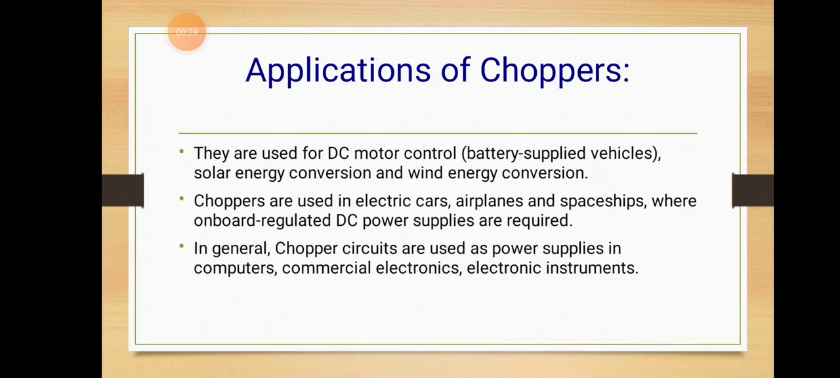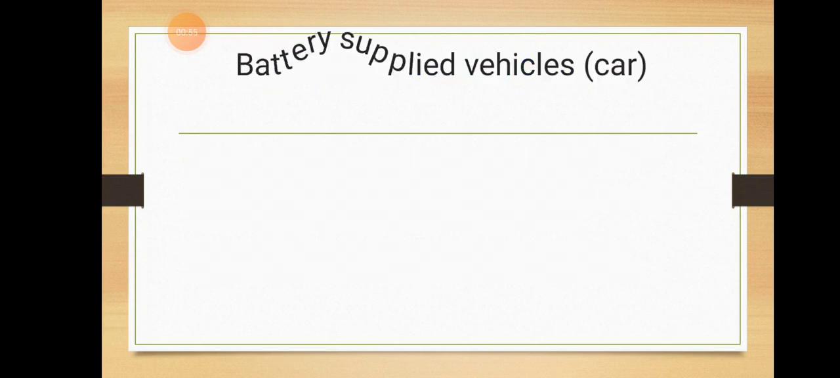They are used for DC motor control, battery supplied vehicles, solar energy conversion and wind energy conversion. They are also used in electric cars, aeroplanes and spaceships, where onboard regulated DC power supplies are required. In general, chopper circuits are used as power supplies in computers, commercial electronics and electronic instruments.